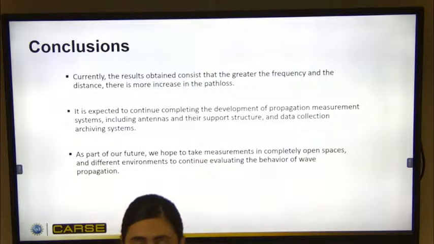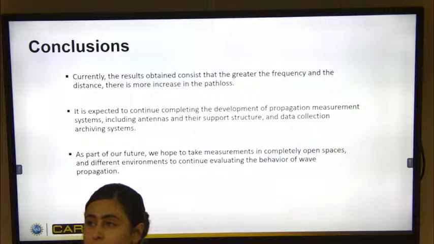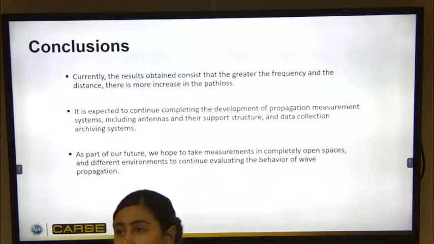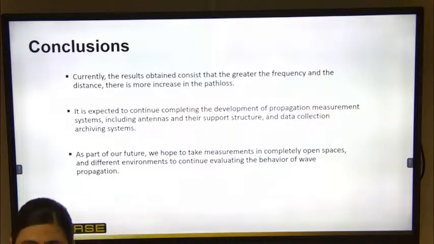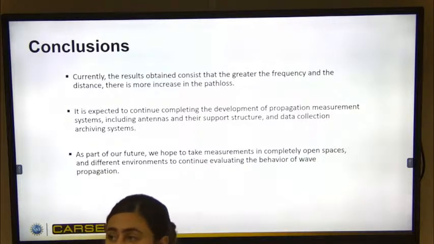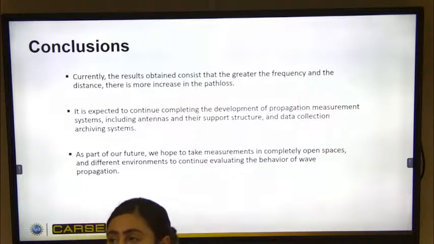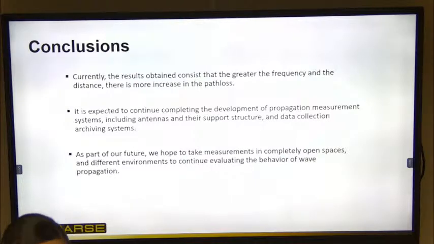So, for conclusions, the results currently obtained show that the greater the frequency and the distance, the greater the increase in the path loss. It is expected to continue completing the development of propagation measurement systems, including antennas and their support structure. And as part of our future work, we hope to take measurements in completely open spaces and different environments to continue evaluating the behavior of the wave propagation.